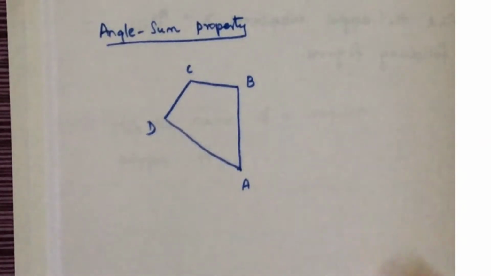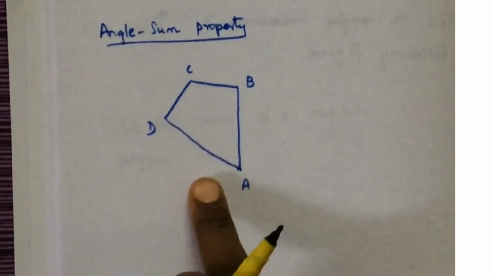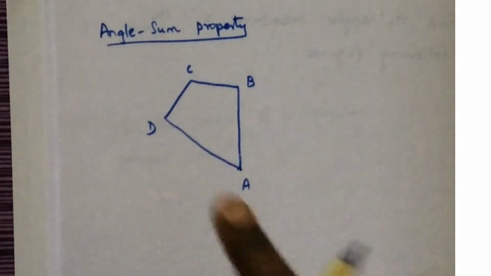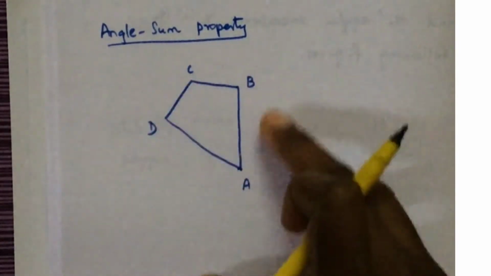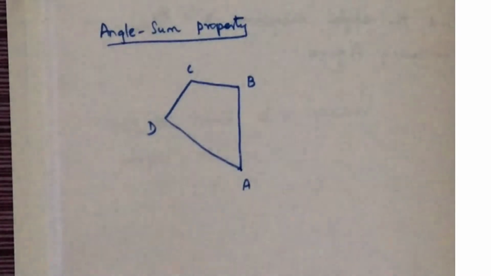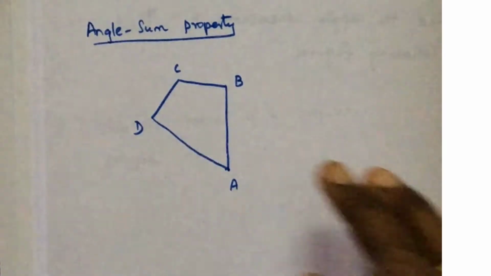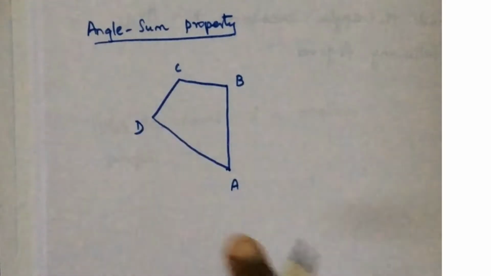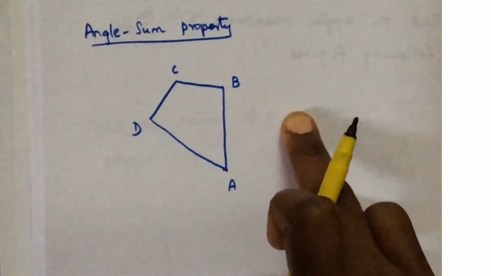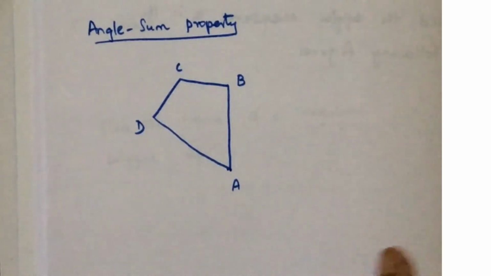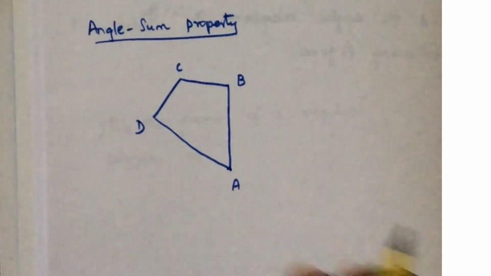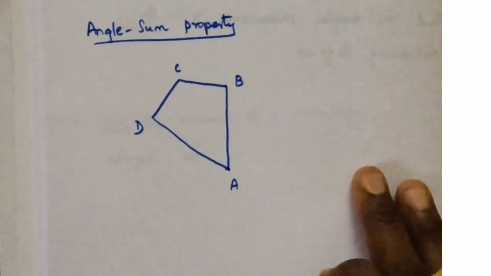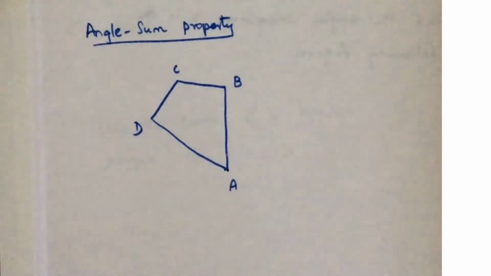Take a quadrilateral. A quadrilateral should have four sides, AB, BC, CD and DA. For a quadrilateral, the four sides need not be the same. It can be of any shape, but there should be only four sides and it should be closed. This is an example of a quadrilateral.